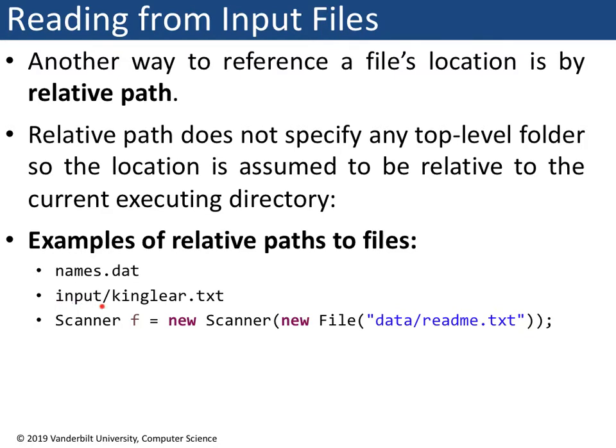If we were to give the relative path input/kinglear.txt, what we are telling Java is that inside of the folder CS1101 there is a folder called input, and in that folder there is a file called kinglear.txt. If we were to give this line of code to Java in IntelliJ, then we would be saying that inside the folder CS1101 there's a folder called data, and inside that folder called data there's a file called readme.txt, and I want a file object that looks at readme.txt. And then obviously I want a scanner object that looks at the file object.